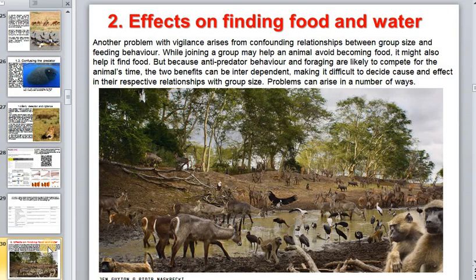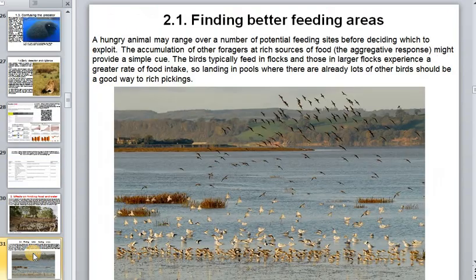Problems can arise in a number of ways, and here this is one point of view: finding better feeding areas. We know that hungry animals may range over a number of potential feeding sites before deciding which to exploit, and the accumulation of other foragers at rich sources of food. The great aggregation response might provide a simple cue, and birds typically feed in flocks, and those in large flocks experience a greater rate of food intake. So landing in places where there are already lots of other birds should be a good way to reach picking.